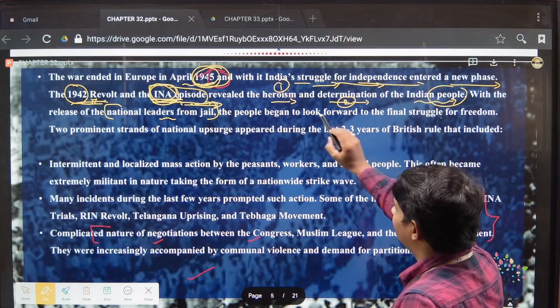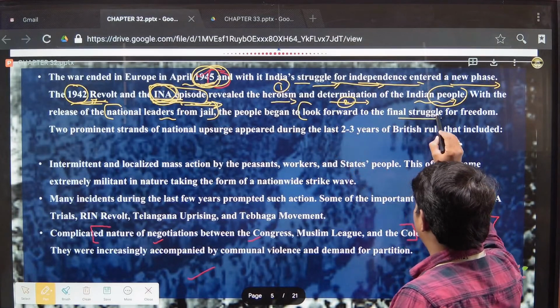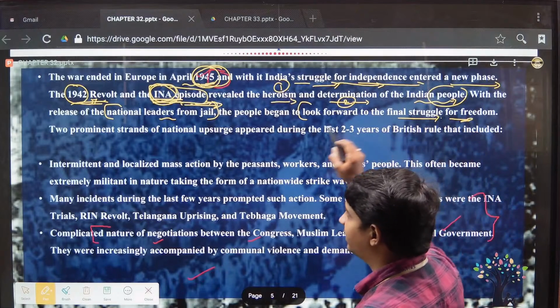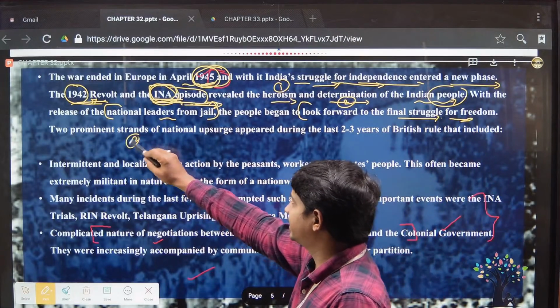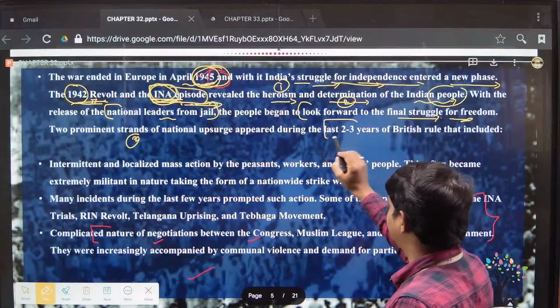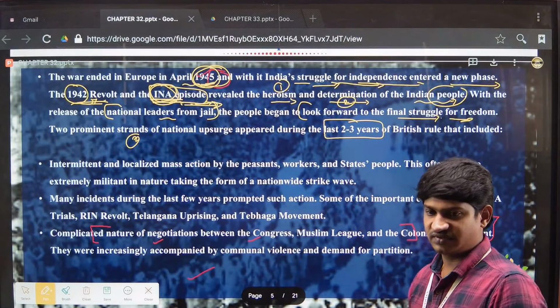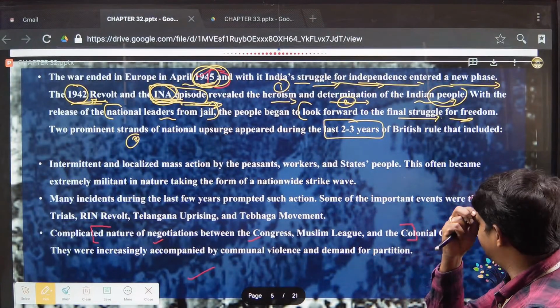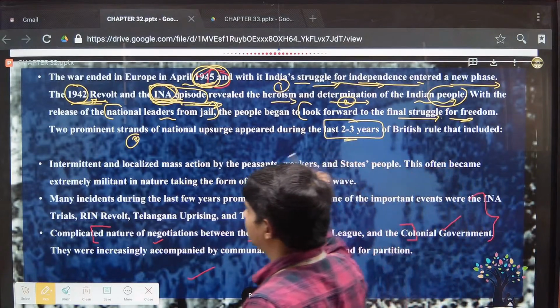Okay, so appadi irukkumbodhu the people again started looking forward to the final stage of the freedom, and the two prominent strands of the Indian National Congress appeared during the last phase of Indian nationalism. Okay, so what are those things?